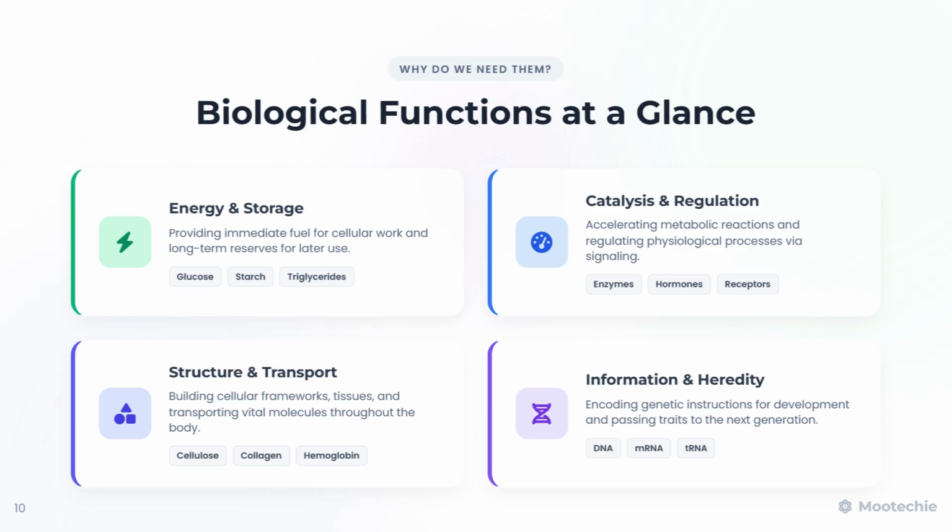They accelerate metabolic reactions and regulate processes via signaling. Key examples are enzymes that speed up reactions, hormones that act as chemical messengers, and receptors that receive signals. And fourth, for information and heredity. They encode genetic instructions for development and pass traits to the next generation. This is a role of DNA, mRNA, which carries the instructions, and tRNA, which helps build proteins.